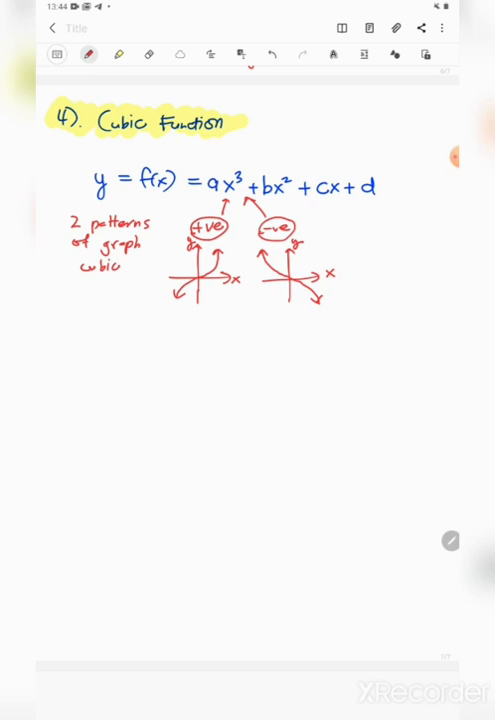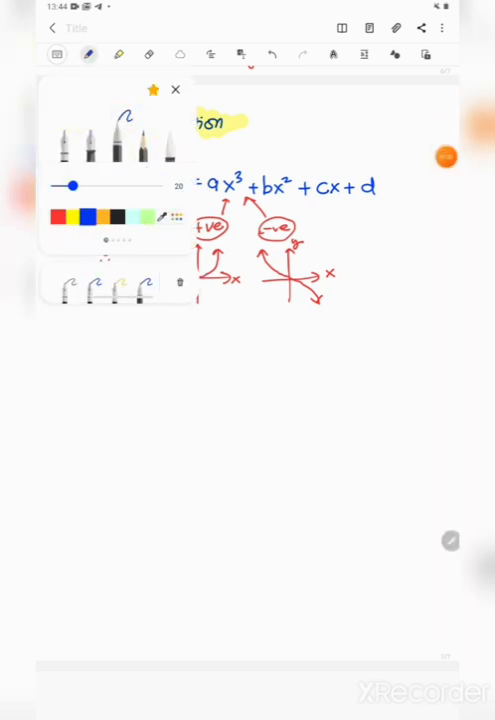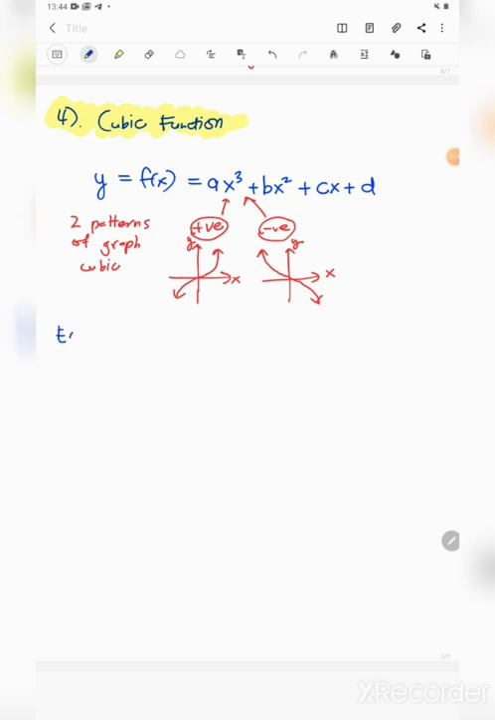To understand this, we have example 1. In your book page 43, we have y equal to f(x) equal to negative 3x cubed plus 3x plus 2. So we just estimate the pattern. Now we sketch the graph. You can also use your handphone, your Google. Just type www.desmos.com to sketch your graph and see the pattern of the graph.